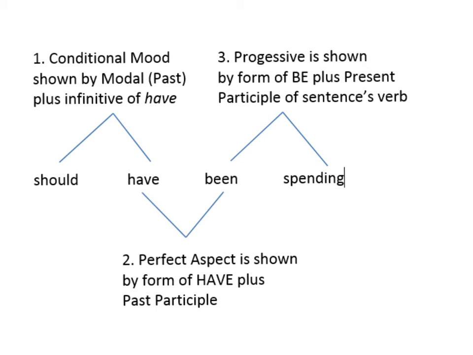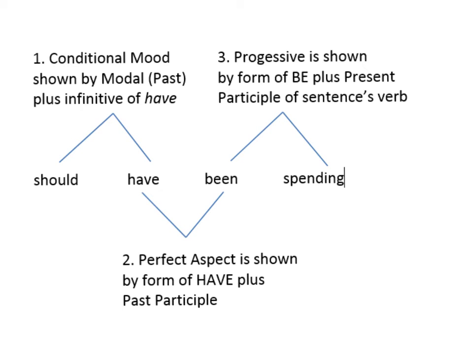Should have been spending. If we are labeling this main verb, we would do it like this. The main verb is past perfect progressive conditional. Wow, that's a mouthful. But also look at how all the required aspects of the verb status are in place.